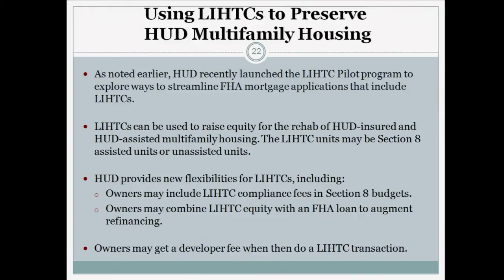So this is, again, a way to describe the tool that tax credits can be with your FHA and Section 8 projects. And then we now have new flexibilities for tax credits, including owners can include the tax credit compliance fee in your Section 8 operating budget. And you may combine the tax credit equity with an FHA loan amount to augment refinancing. So you just basically can use the FHA financing as your debt. And lastly, owners get a developer fee when they do a tax credit transaction, which is often one of the bigger incentives to moving forward with this.